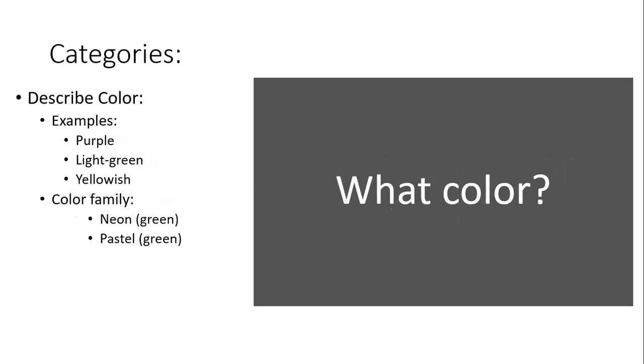Our next category, and this is a pretty simple one for you guys, describes color. Okay, what color? What color is that? It's a purple. It's light green. It's yellowish. When you don't know if it's between colors, you can just add ish to it and it gives it a pretty close idea of what color you're trying to get to. Also, you can use color families such as neon green or pastel green, right? These are all words that describe a color. Great. But don't overdo it because it's an easy one, okay? Not everybody needs to know the colors of all the things that you will be describing.